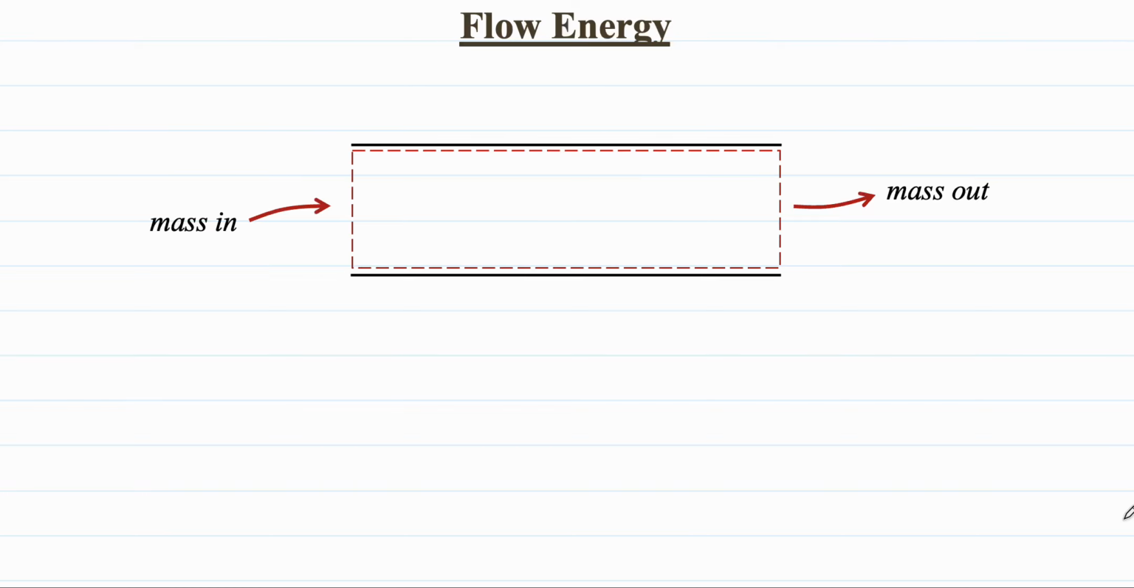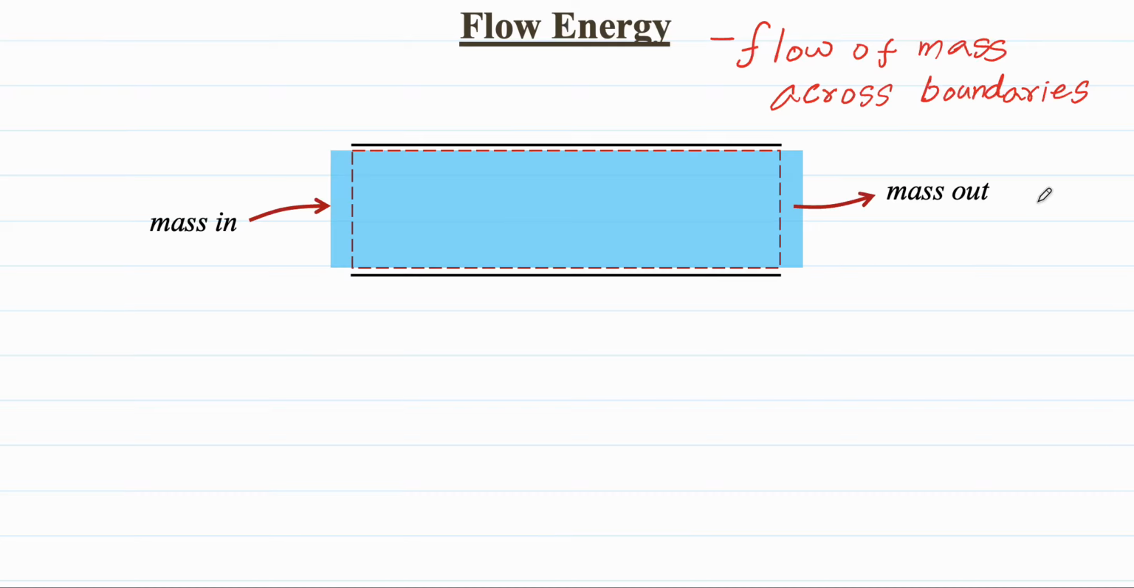Now we know what a steady flow system is, and all we need to know is flow energy so that we can derive the energy equation for a steady flow process or a steady flow system. Let's assume a control volume as shown in the figure here, where mass enters and exits through the boundary. As you can see, the mass enters from the left side and leaves through the right side, and we have the control volume dots, which are the imaginary boundaries. Flow energy is the energy associated with the flow of mass across boundaries of a system.